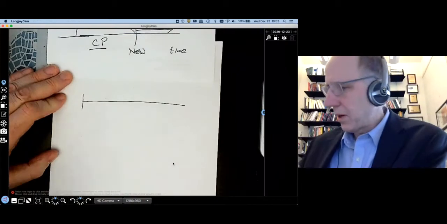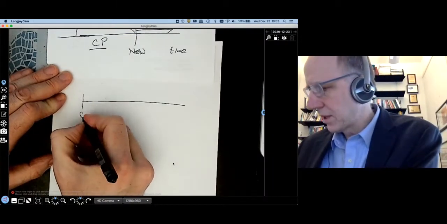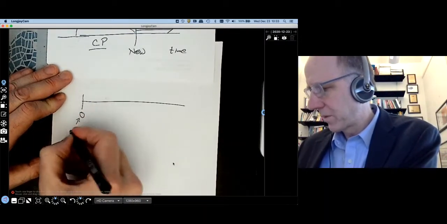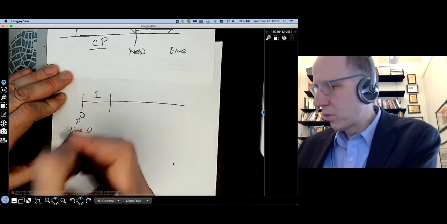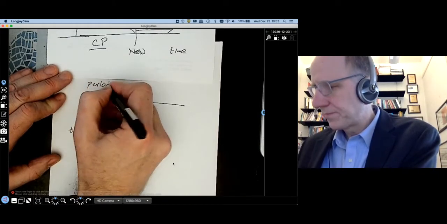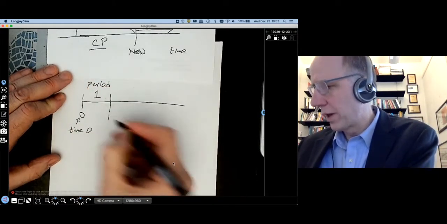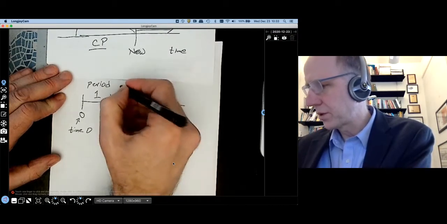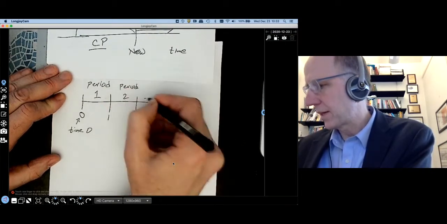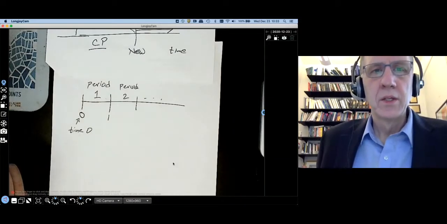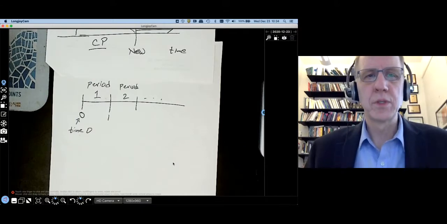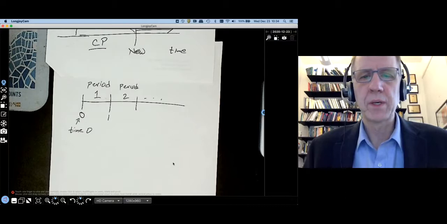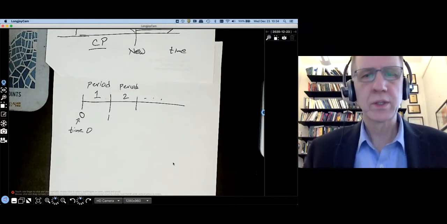The way I think about periods is that this is going to be time 0. So let's just label that time 0. This is going to be period 1. This would be time 1, and then we have period 2. All right, so we will often think in terms of discrete periods, like a month. And this is often because the relationship works in monthly periods.